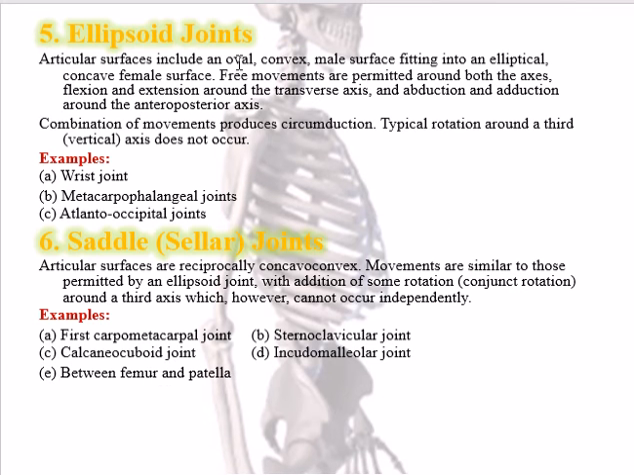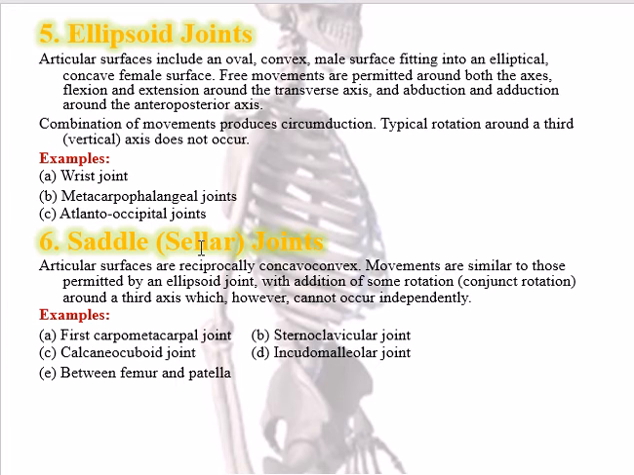Number 5. Ellipsoid joints. Basically, articular surfaces include an oval convex male surface fitting into an elliptical concave female surface. Free movements are permitted around both axes: flexion and extension around the transverse axis, and abduction and adduction around the anterior-posterior axis. Combination of movement basically produces circumduction. Typical rotation around the third axis does not occur. Examples of ellipsoid joints include radiocarpal joint, metacarpophalangeal joints, and then atlanto-occipital joints.